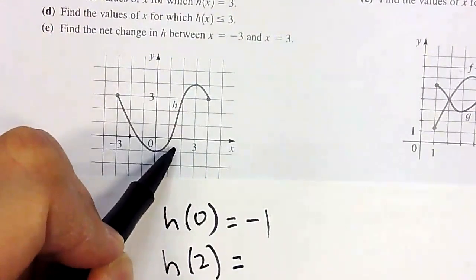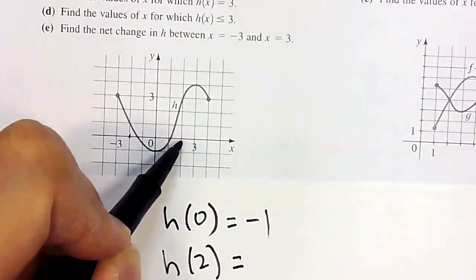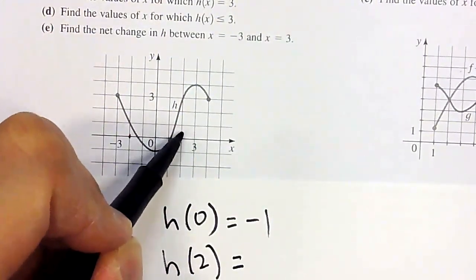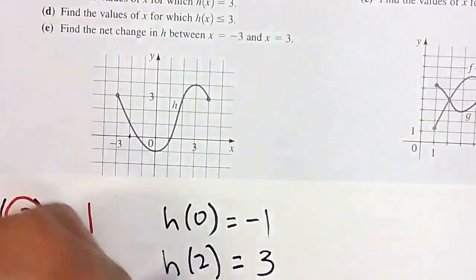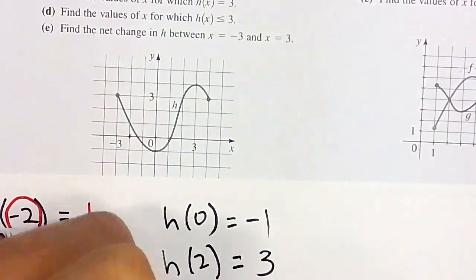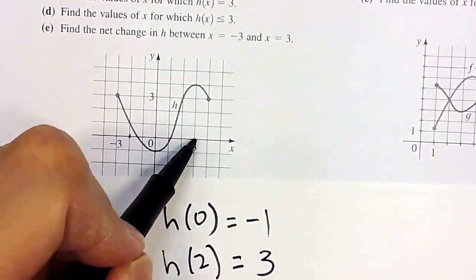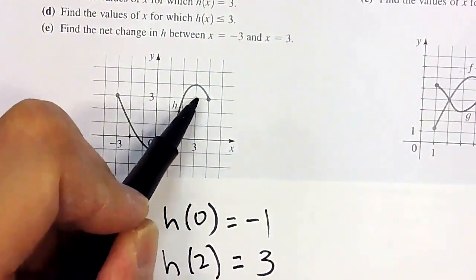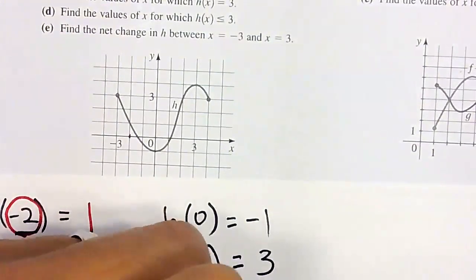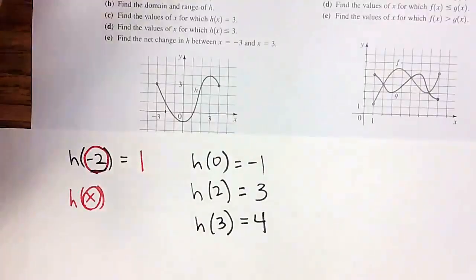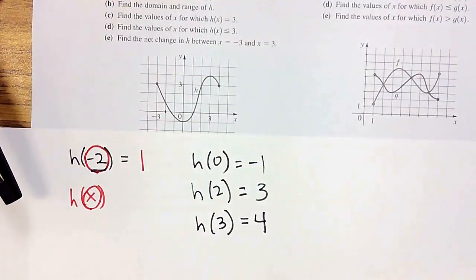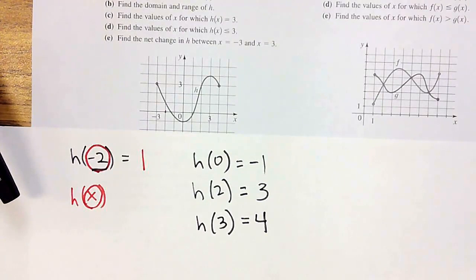H of 2. You look at 2 on my x coordinate or x-axis. 2 is right here. Go up to my graph. That's 3. H of 3. Go to my x value at 3. Go up to my graph. That's 4. So that should be your answer. Okay? Questions on that?